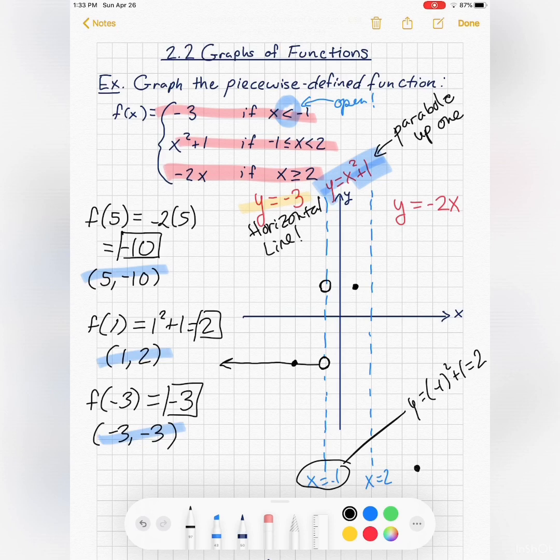Now let me plug in some other values in that region. So I plugged in -1. Let me plug in 0. That's 1. Okay, I already plugged in 1. Let me go ahead and plug in 2. So 2 squared plus 1 is 5. Okay, so again, for now, I'm leaving the ends open. Once I draw in this parabola, then I'm going to look at the endpoints up here.